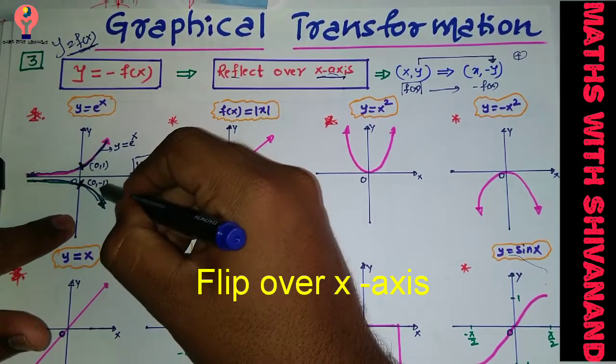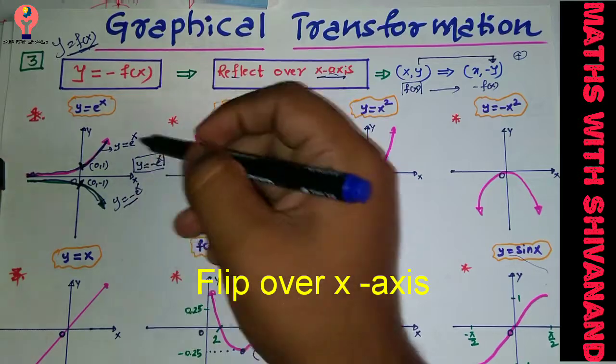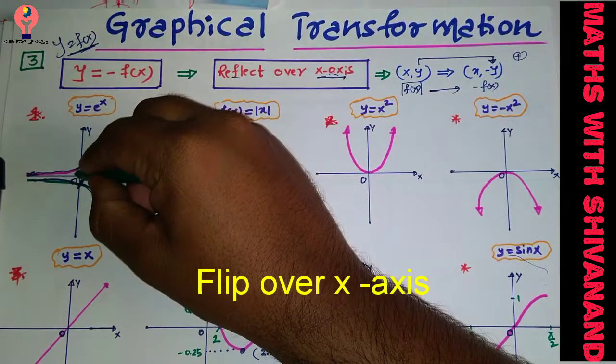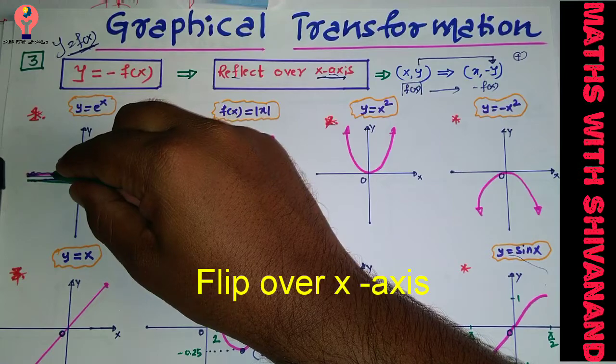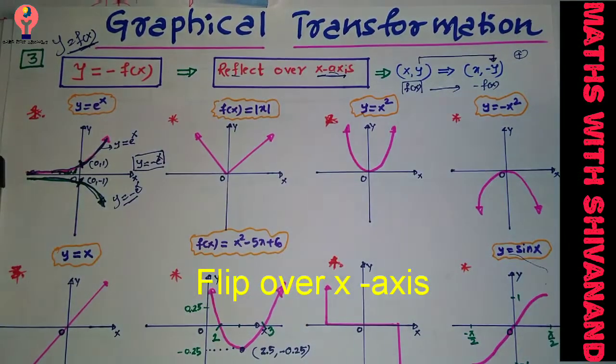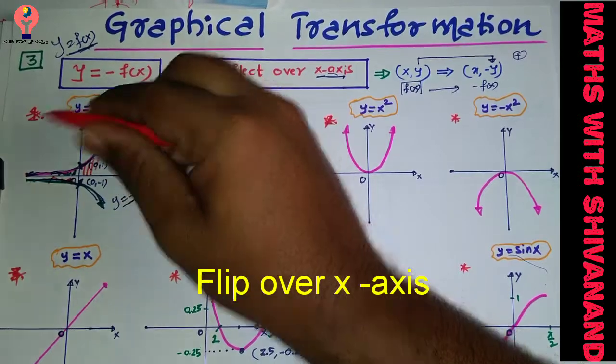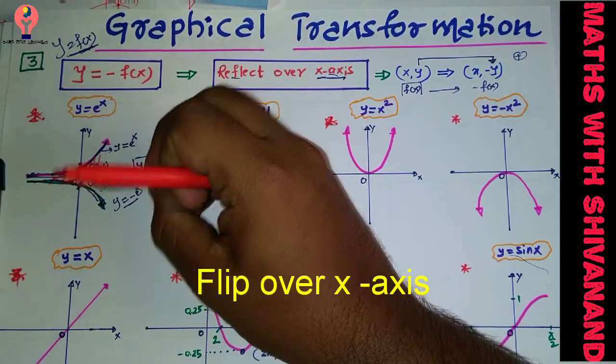Now any point on the graph changes, so this point becomes (0, minus 1). But whatever the distance is, the distance remains the same. Whatever the distance with respect to the x-axis is, the same distance will be maintained in this graph also. Keep in mind, students, the same distance has to be maintained.